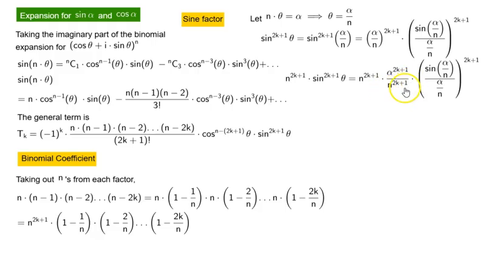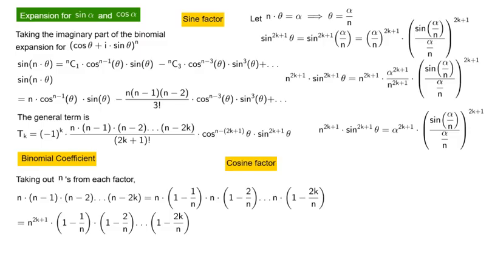We have to get rid of this denominator n to the power of 2k plus 1. So we multiply both sides by n to the power of 2k plus 1. Then n to the power of 2k plus 1 and n to the power of 2k plus 1 get cancelled. And we have n to the power of 2k plus 1 times sine to the power of 2k plus 1 theta is equal to alpha to the power of 2k plus 1 times (sine alpha by n divided by alpha by n), the whole to the power of 2k plus 1.